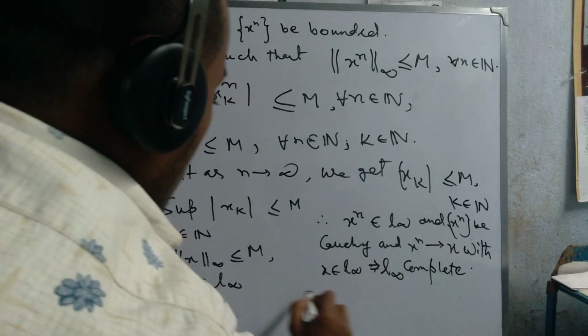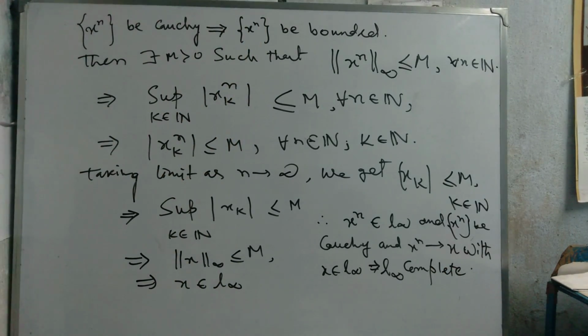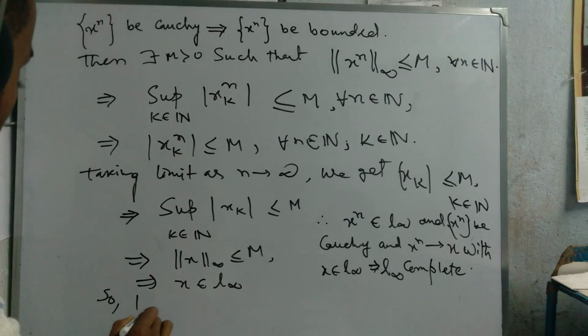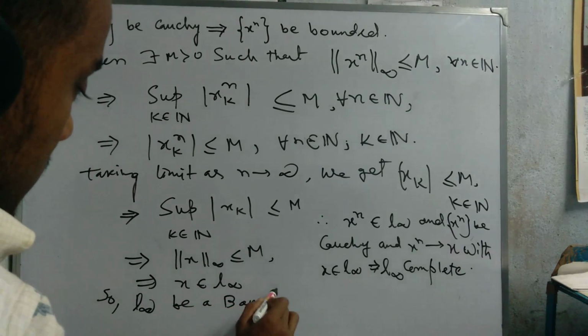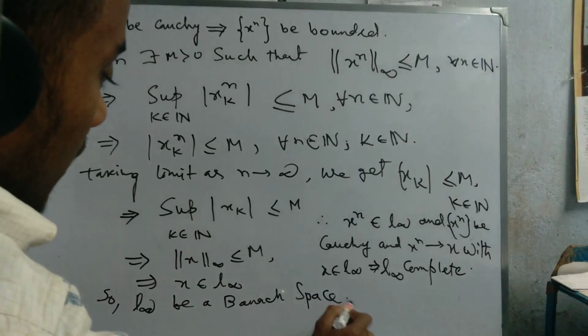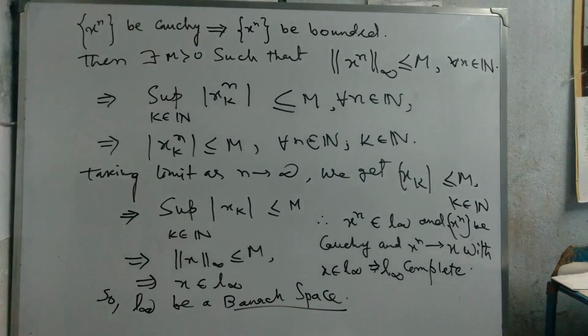So L infinity is a Banach space. Any problem here? I think not a problem at all. I hope everyone understands these portions clearly. I think L infinity with respect to the infinity norm is a Banach space. Any doubt here? I think no doubt at all. Okay, so today I'll stop here.